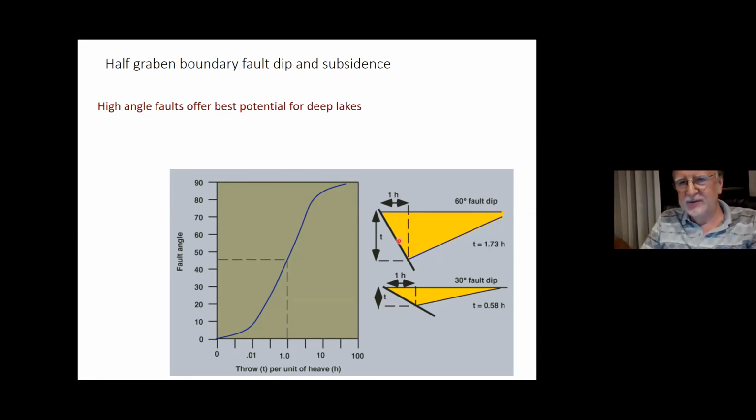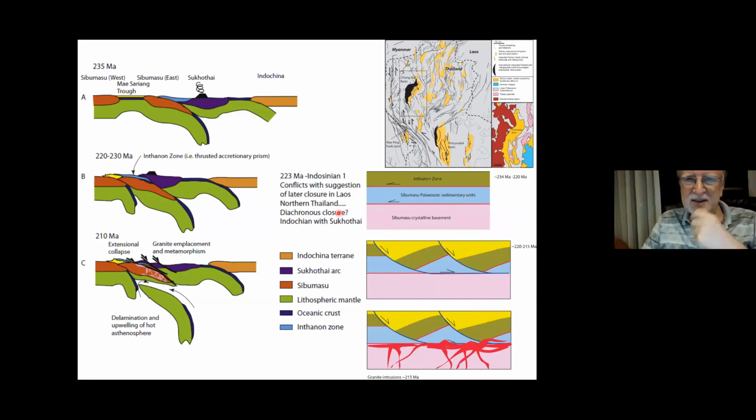So low angle faults will affect the heave versus the throw ratio, which in turn may affect whether you get lakes forming in a rift, which tend to require high amounts of throw for heave. So these can go on and affect the sedimentation style as well in places.